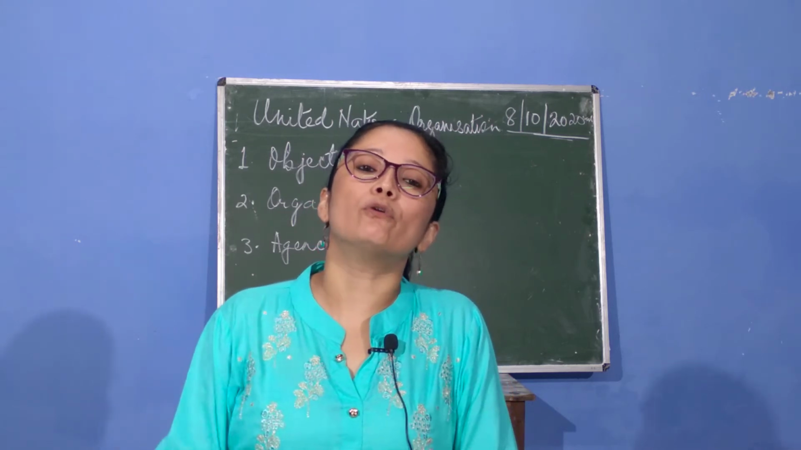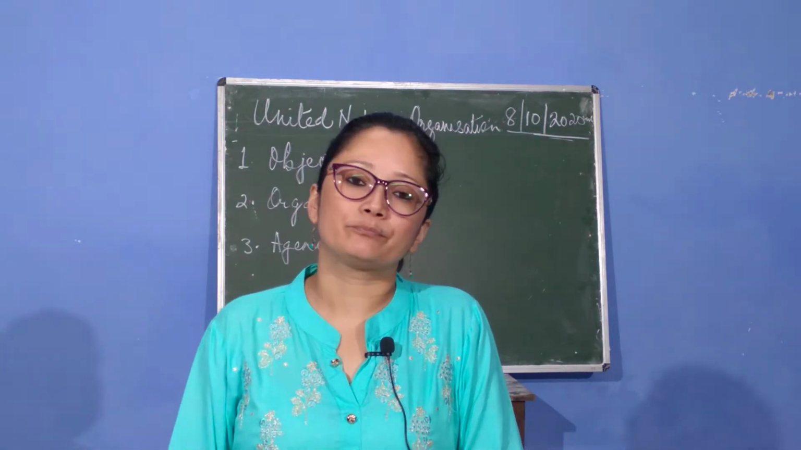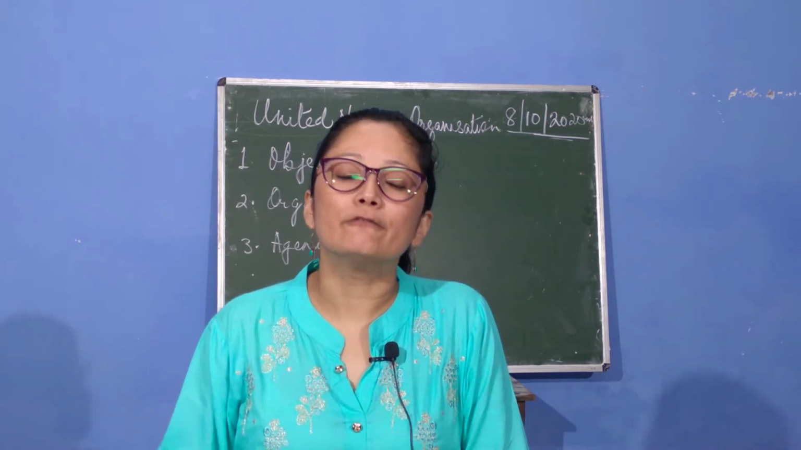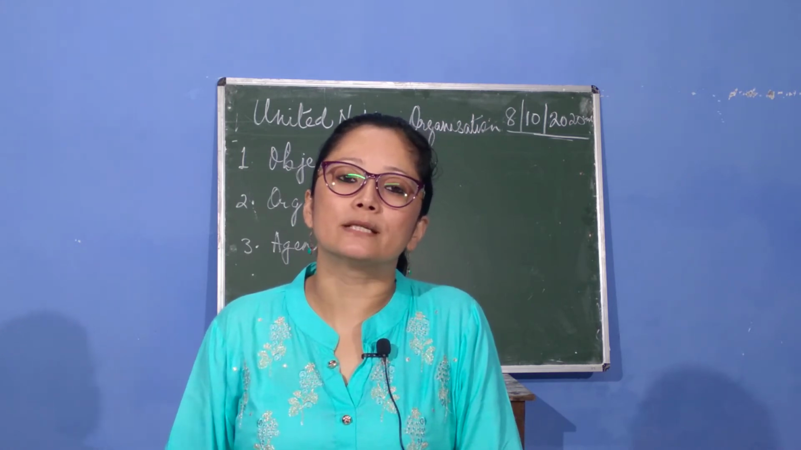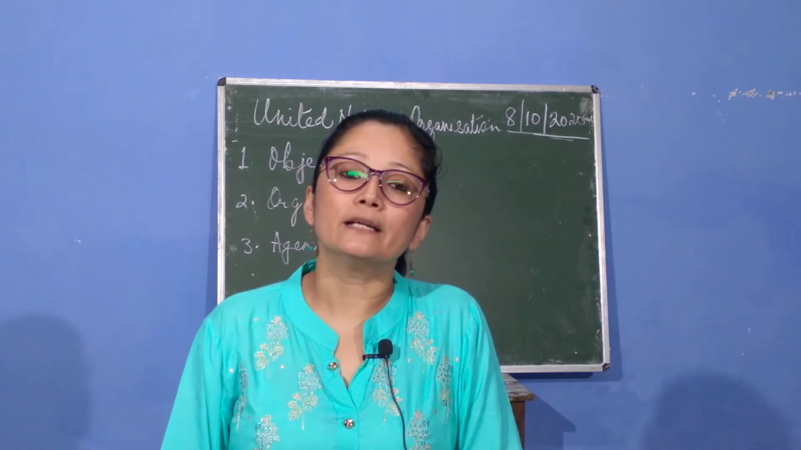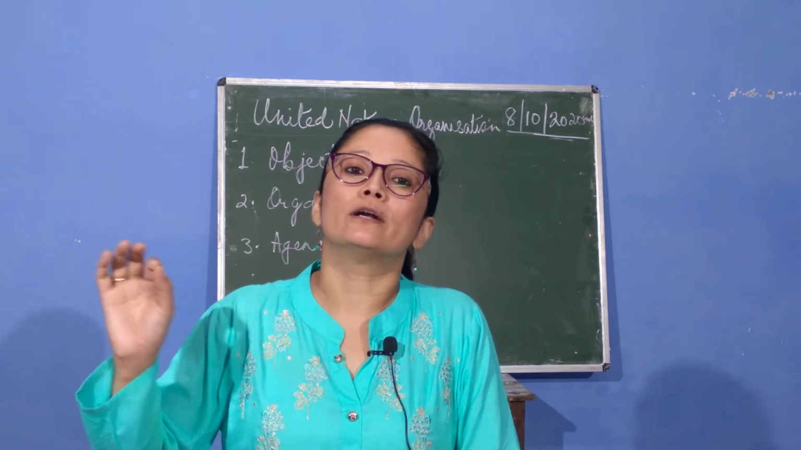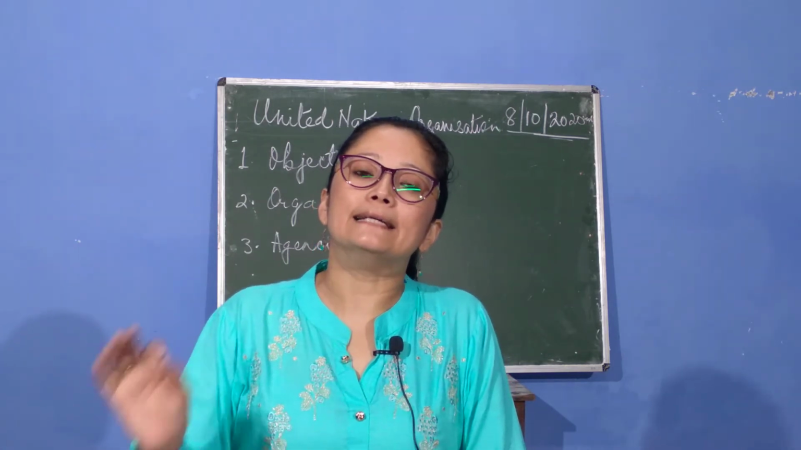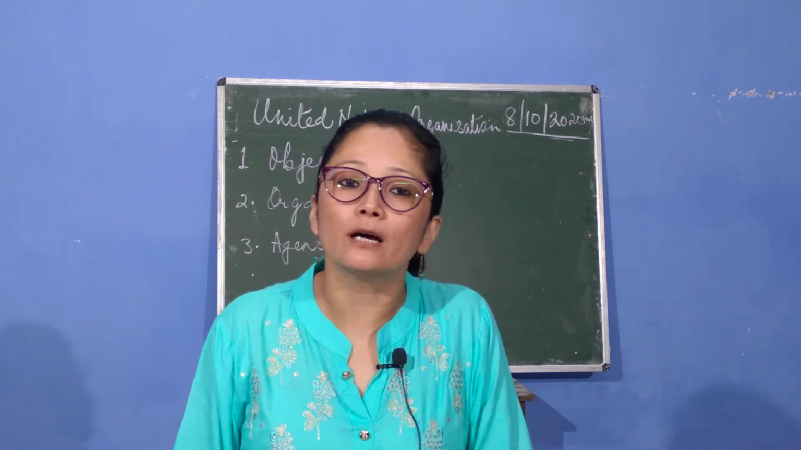The 3 more new objectives are, you can write it down, what we call the 3D objective. The first D stands for decolonize, D for disarm, D-I-S-A-R-M, disarm, and again D standing for develop. Alright, so again I am repeating the 3D objective: D standing for decolonize, D for disarm, and D for develop. So these are the 3 new objectives of the UN.